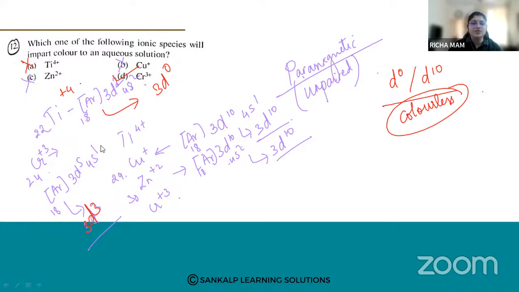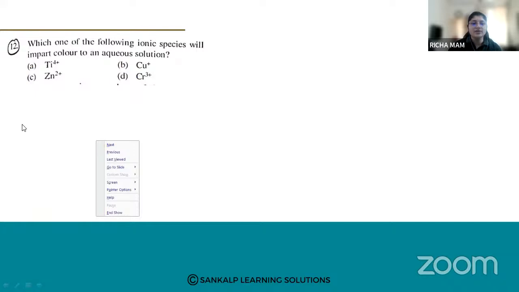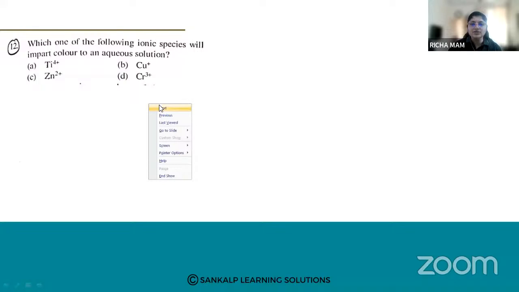Okay, let us go for the next one. So the answer was what? It was D. Okay, I hope you have understood. So let us go for the next one.